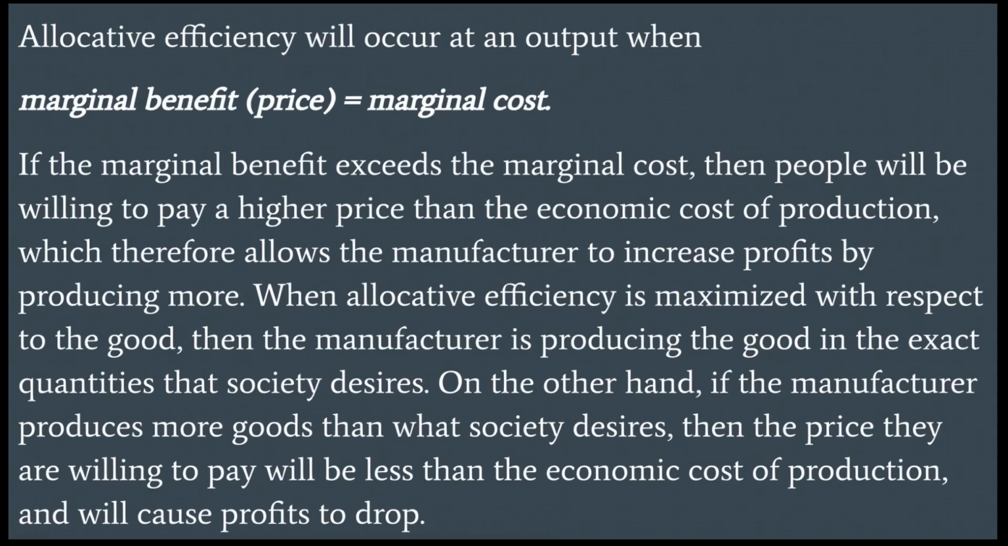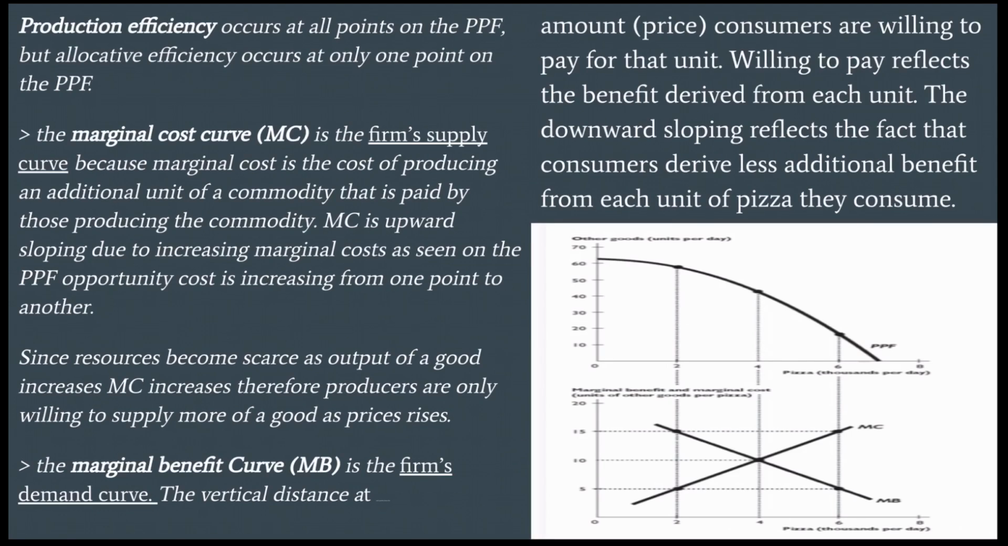When allocative efficiency is maximized with respect to the good, then the manufacturer is producing the good in the exact quantities that society desires. On the other hand, if the manufacturer produces more goods than what society desires, then the price they are willing to pay will be less than the economic cost of production and will cause profits to drop. Production efficiency occurs at all points on the PPF, but allocative efficiency occurs at only one point on the PPF.